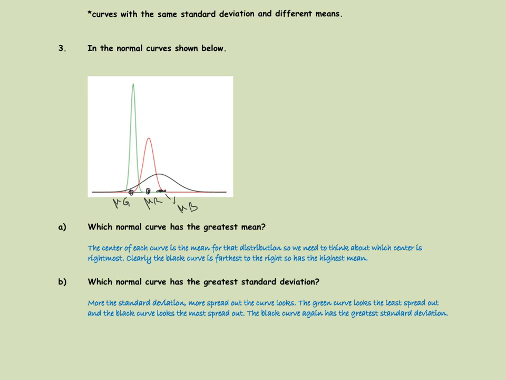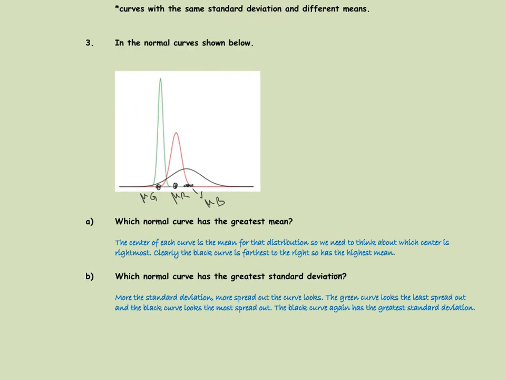So notice that the mean that is rightmost would be the greatest mean. The mean of the black graph is to the rightmost of the three, so that would be the greatest mean. Which normal curve has the greatest standard deviation? Standard deviation shows us how spread out the data are. So if we want the greatest standard deviation, we'll have to look for the graph that looks the broadest and most spread out. So notice that the black graph out of the three is the most spread out. So that would be the graph with the largest standard deviation.